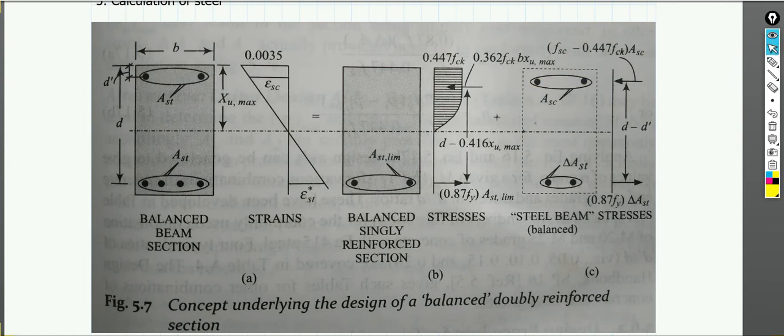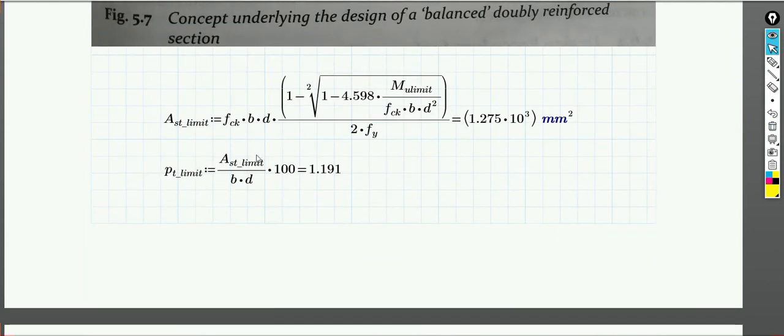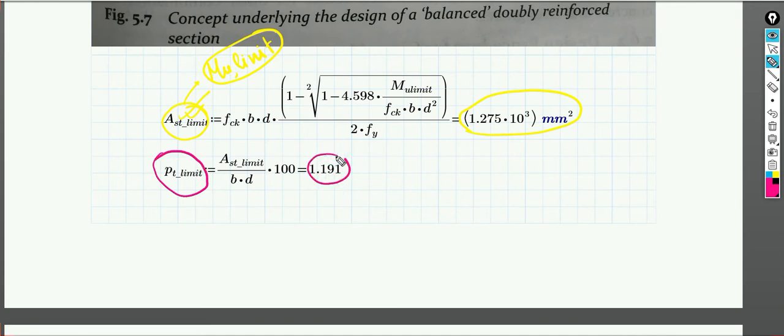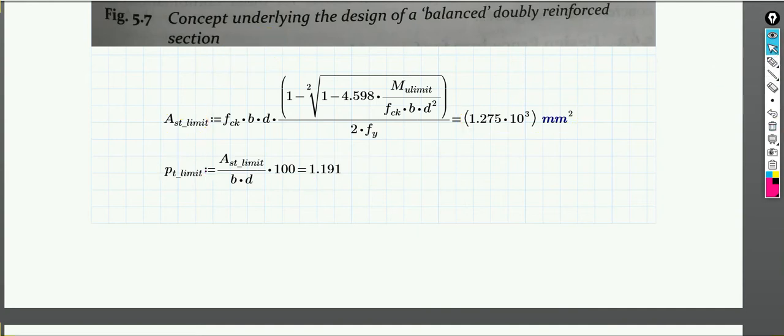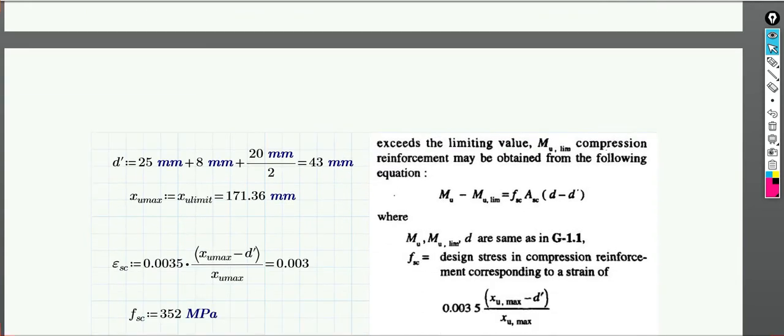Okay, so in the previous class we have already discussed how to find out AST limit. AST limit is nothing but the steel corresponding to MU limit. We have calculated MU limit, right? So corresponding to MU limit, you will get the AST limit, and that value comes out to be 1.273 into 10 to the power 3 mm square. We have also found the percentage of limit steel, that is 1.191%.